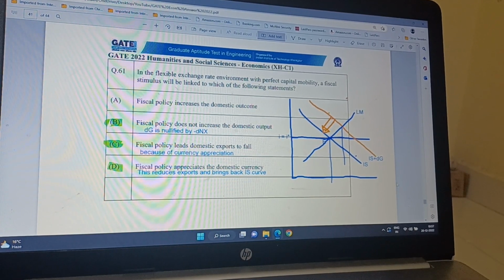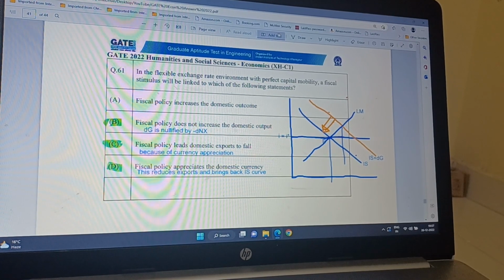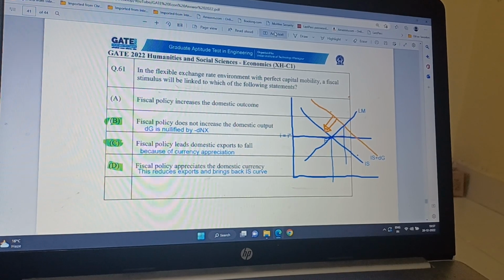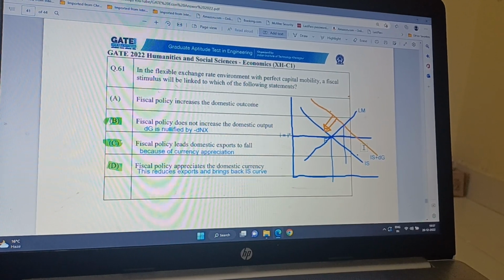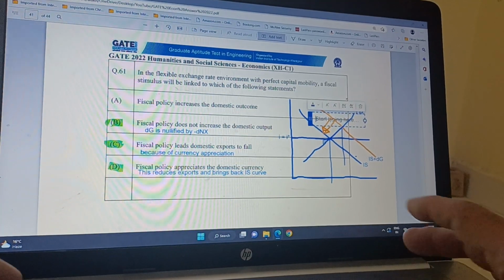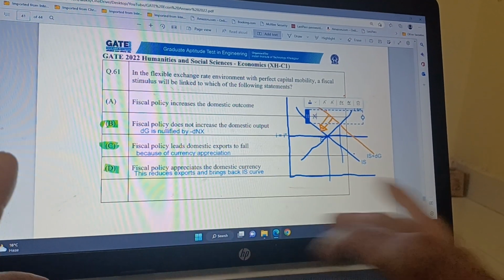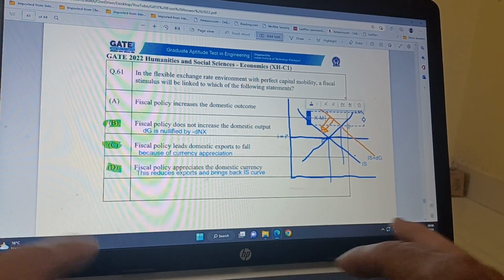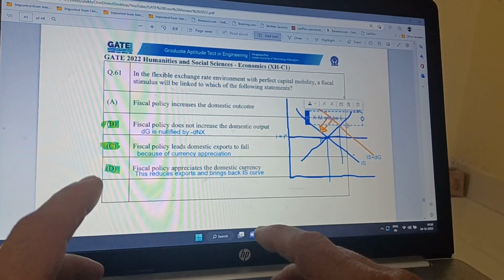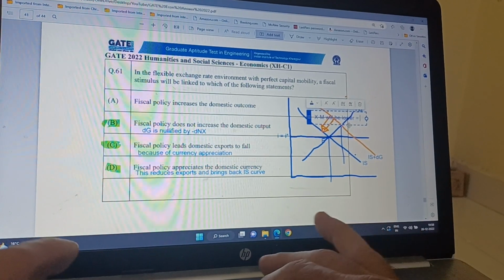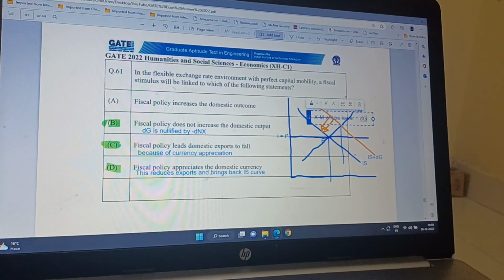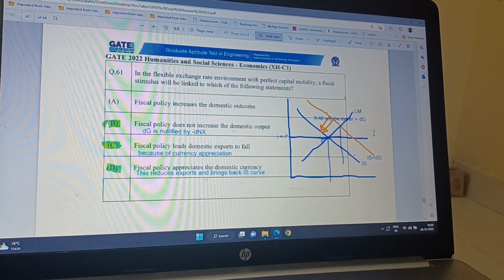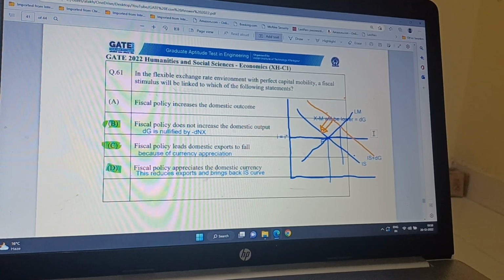So if this delta G is plus, then NX, which is X minus M, will be lower by delta G, and that way the initial equilibrium will be reached back. So the government fiscal policy will not be able to influence domestic output.